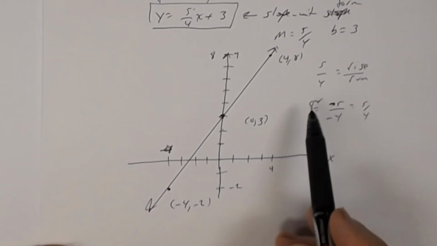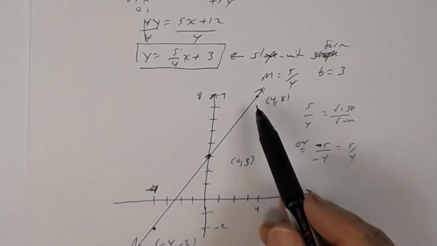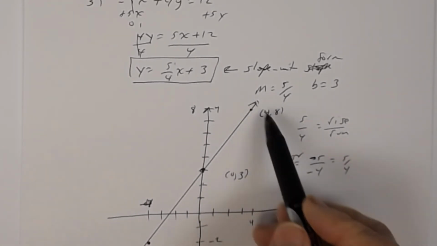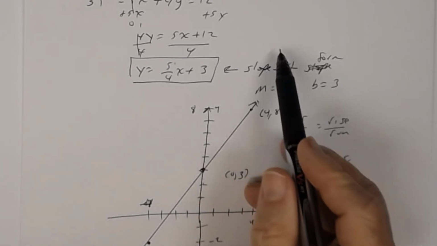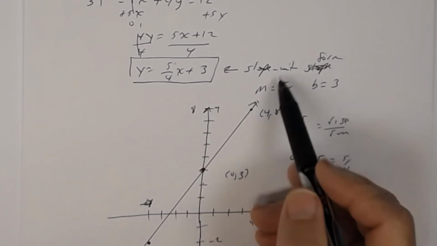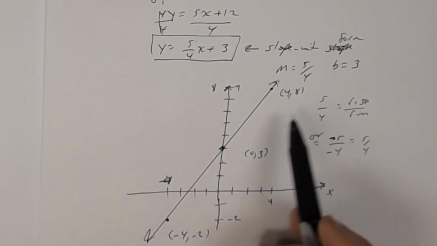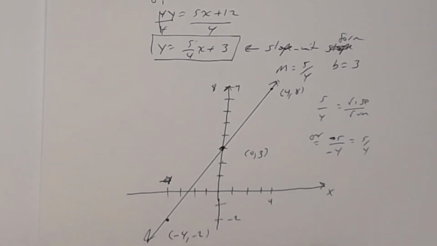And remember, if I want to, and you wouldn't do that because there's no reason to, you can continue going up. Watch. Using the slope, you can go up 5 to the right 4, and you get another point on the line. Up 5 to the right 4, another point on the line. So using the slope, you can get an infinite number of points on that line.